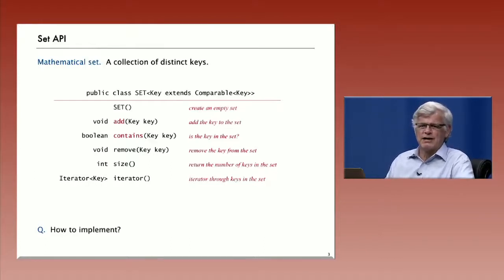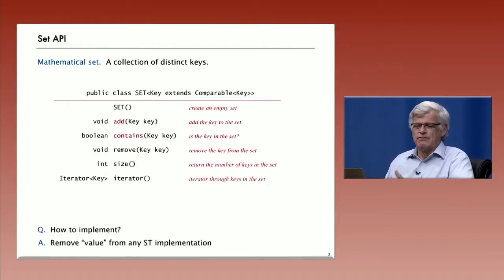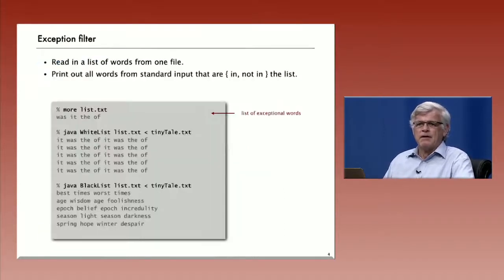How would we go ahead and implement that? Well, if you think about it for just a minute, you see that what you need to do is just remove all references to value from any of the symbol table implementations that we look at. The implementation is easy. Take one of our symbol table implementations and get rid of the code that refers to values. Okay, so let's look at a couple of applications where this set API might be useful in client programs.